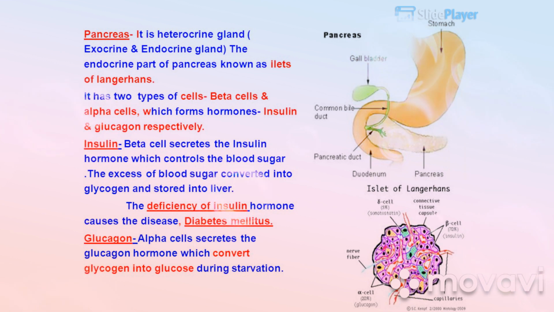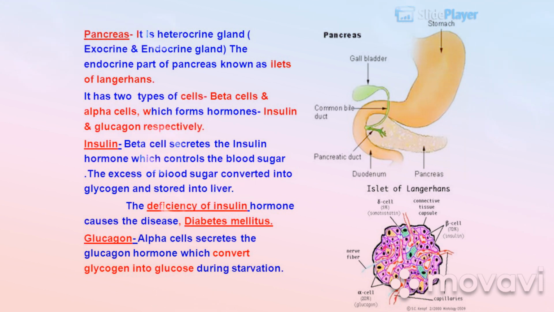Pancreas. It is a heterocrine gland, exocrine and endocrine gland; the endocrine part of pancreas is known as islets of Langerhans. It has two types of cells, beta cells and alpha cells, which form hormones insulin and glucagon respectively. Insulin: beta cells secrete the insulin hormone which controls the blood sugar. The excessive blood sugar is converted into glycogen and stored in the liver. The deficiency of insulin hormone causes the disease diabetes mellitus.